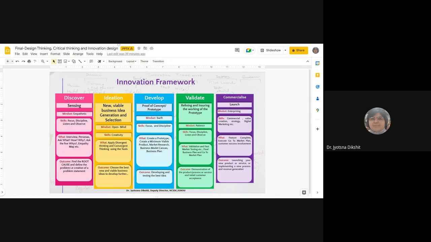Now, I would like to ask each one of you, or whoever wants to answer, to tell me out of these five stages where you are right now, because this will also enable us in facilitating you further in your journey. Dr. Sampath?